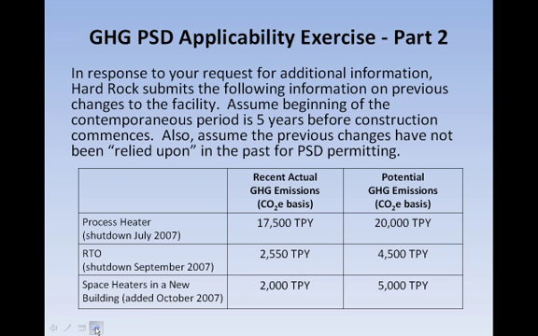Assume that the beginning of the contemporaneous period is 5 years before the construction commences, which is a federal contemporaneous period. Also assume the previous changes have not been relied upon in any past PSD permitting action.